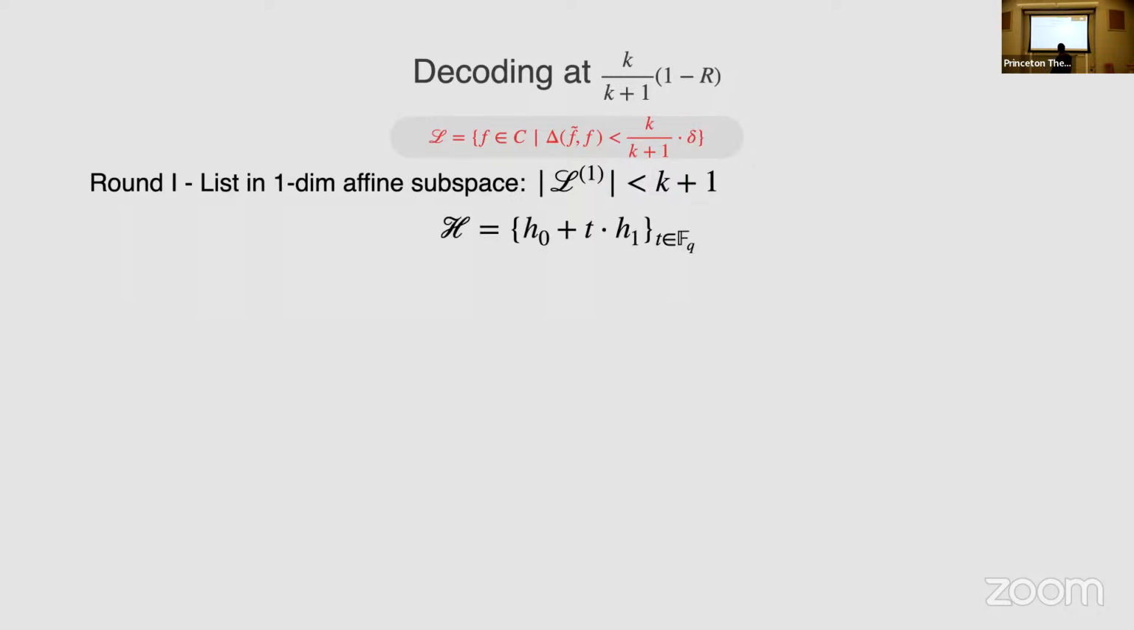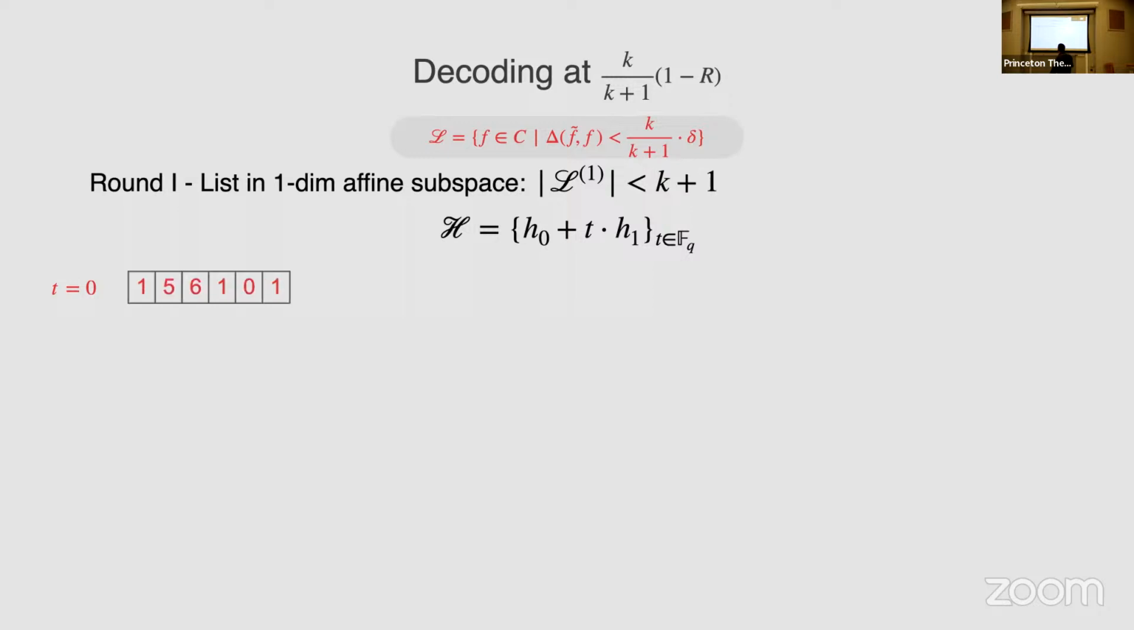So a one-dimensional affine subspace can be seen as just a line, h0 plus t times h1, where t is varying all over the finite field. And what does this affine subspace look like? So our only candidates for the list are going to be in this subspace. And we just have to pick out which t's work for us. Let's write down the subspace for different values of t. For t equal to 0, it's just going to be h0.